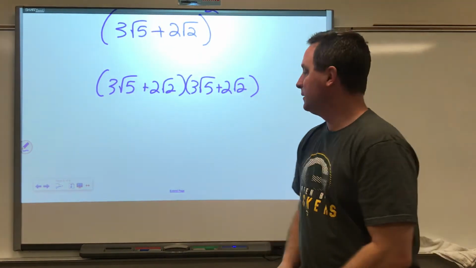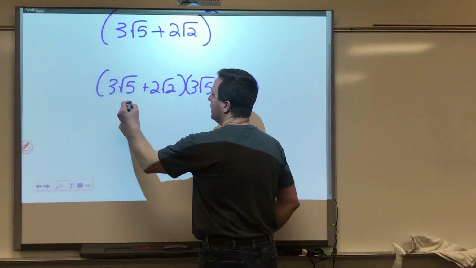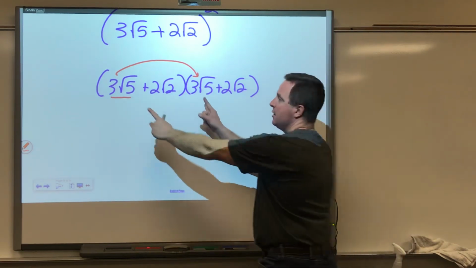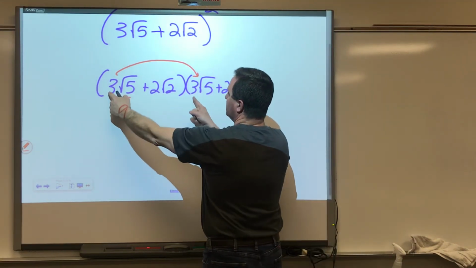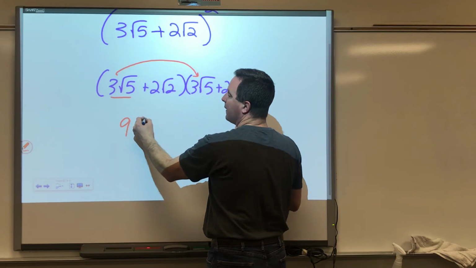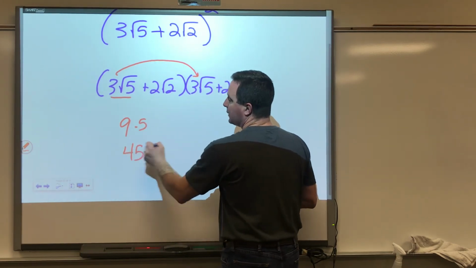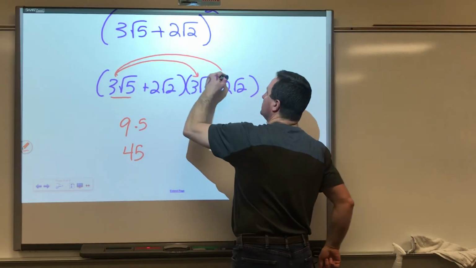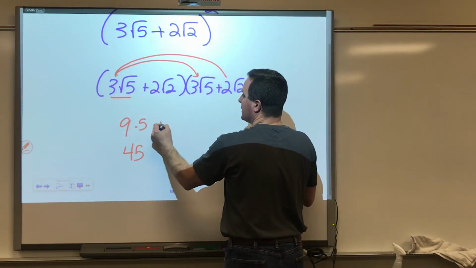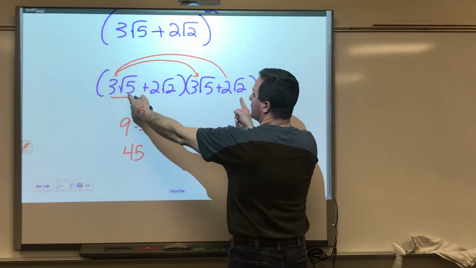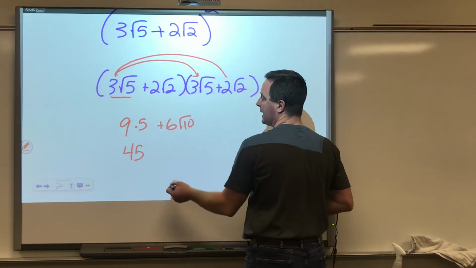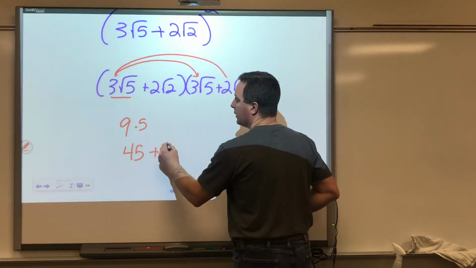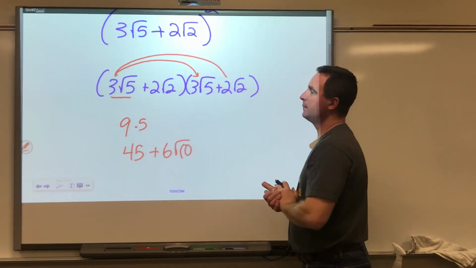Okay? So here we go. Let's give this a shot. I'm going to start with the first one and go here. Big numbers with big numbers. 3 times 3 is 9. Square root of 5 times the square root of 5 is big 5. That turns into 45. The second part. 3 times 2 is 6. Square root of 5 times the square root of 2 is the square root of 10. Maybe I should have written that down here. Plus 6 square roots of 10.